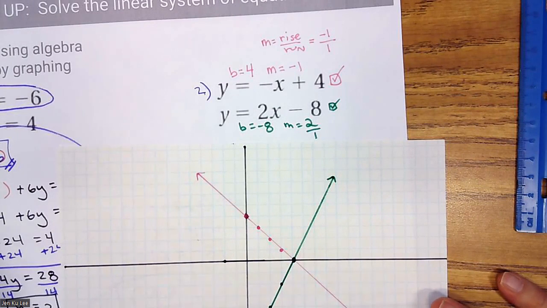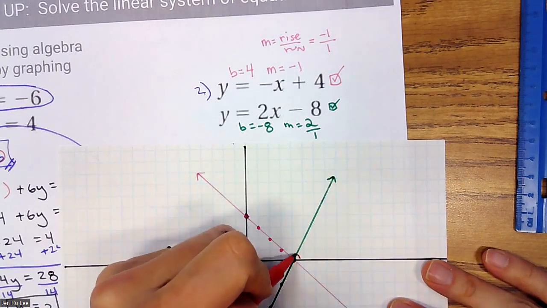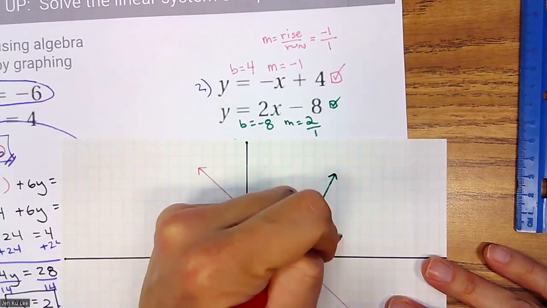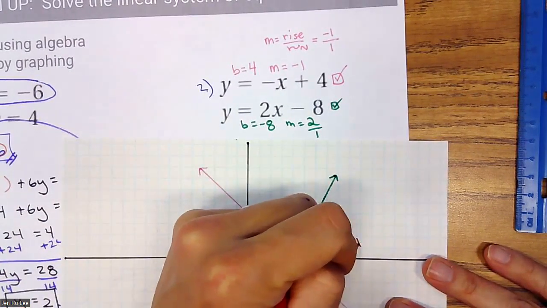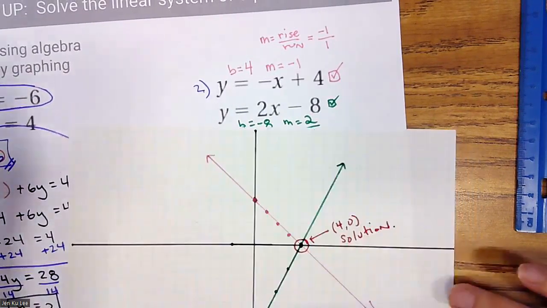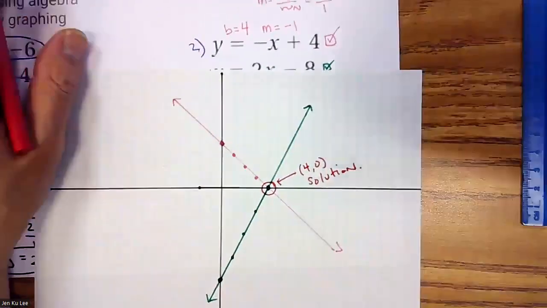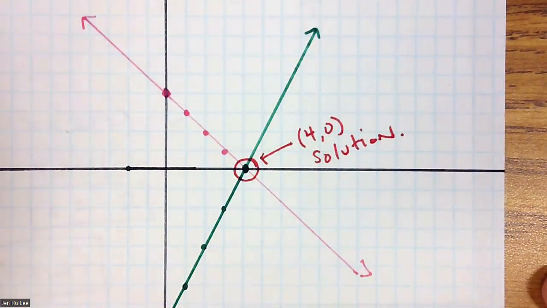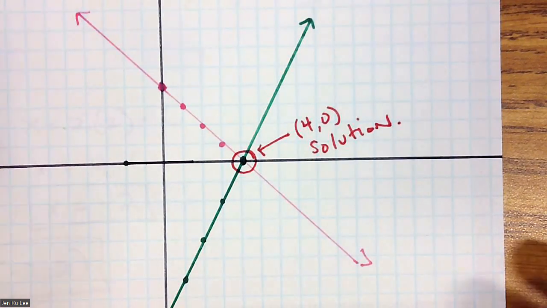Again, I'm going to emphasize this. The intersection of these two lines right here, that point, which is 4, 0, that's my solution. Okay, that's my answer at 4, 0. Wherever, when you're doing it via graphing, wherever the lines cross, wherever they intersect, the intersection point is my solution.